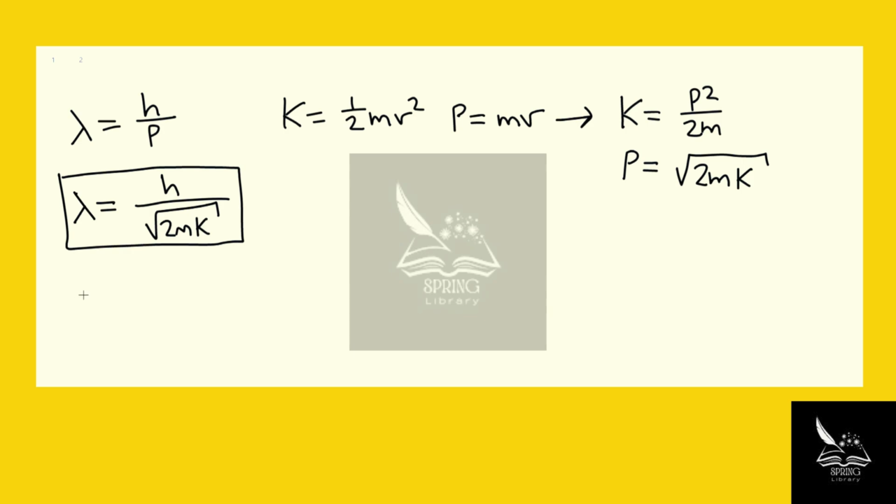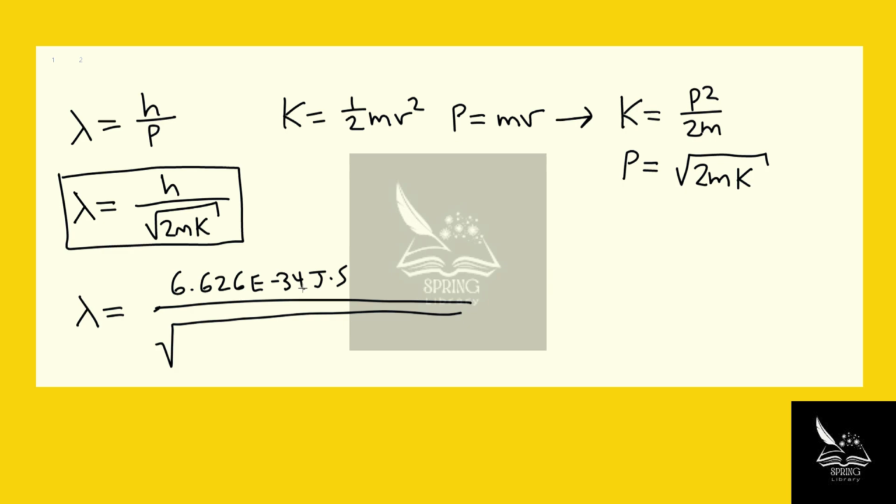Now we can get a specific actual result for an electron with 800 eV of energy. You can take Planck's constant to be 6.626 times 10 to the negative 34 joule seconds, divided by a big square root, 2 times the electron mass, which is 9.1 times 10 to the negative 31 kilograms, times 800 electron volts.